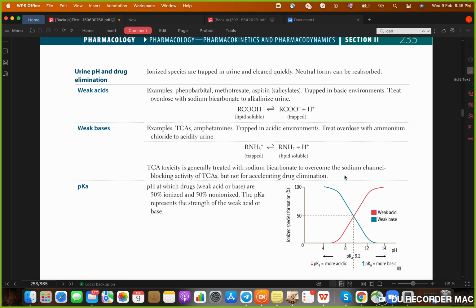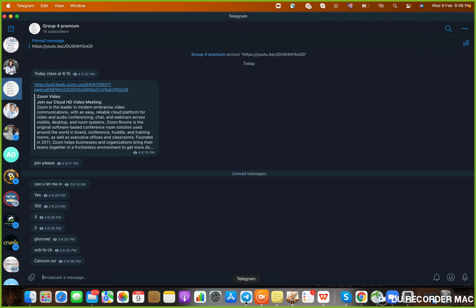But here there is actually a mistake in the book. The TCAs, it's not because we acidify the urine that we use that. It's actually incorrect. They write here the following. You must master this point. TCA toxicity is generally treated with sodium bicarbonate. You are like, wait a second. Sodium bicarbonate, it's a bicarbonate. So is bicarbonate an acid or a base? Sodium bicarbonate, acid or a base? So sodium bicarbonate is actually a base, okay?